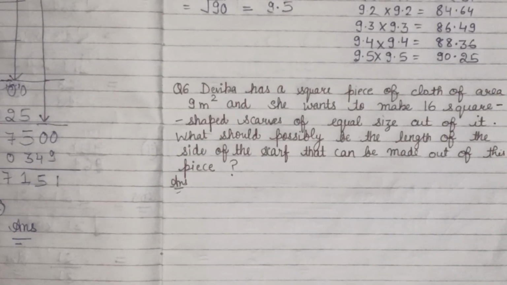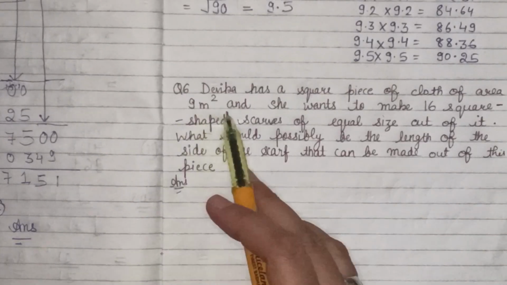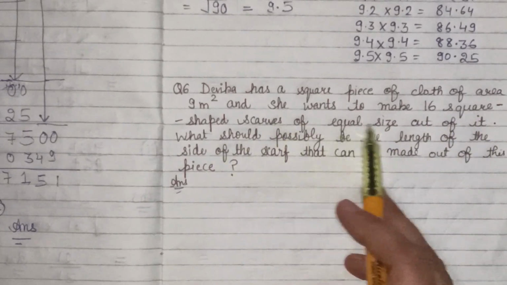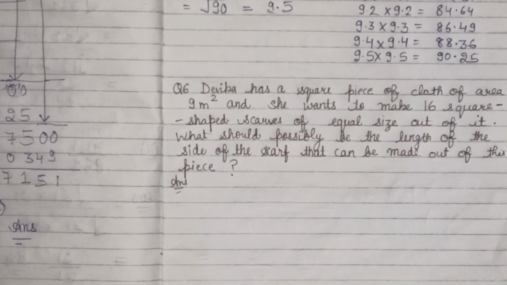Now our question number 6 is: Devika has a square piece of cloth of area 9 meters squared and she wants to make 16 square-shaped scarves of equal size out of it. What should possibly be the length of the side of the scarf that can be made of this piece? In this question, Devika wants to make 16 scarves, and we have to find the side of the scarf.